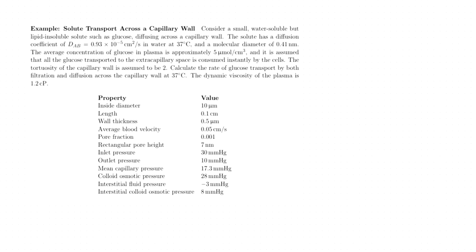The solute has a diffusion coefficient in water at body temperature. They give you the diffusion coefficient, the molecular diameter, and the average concentration of glucose in plasma, which is approximately 5 micromole per centimeter cubed. So they give you the concentration on one side, and it assumes that all the glucose transported to the extracellular space is consumed. That means on the other side of the capillary wall, you assume its concentration is 0. The tortuosity of the capillary walls is given.